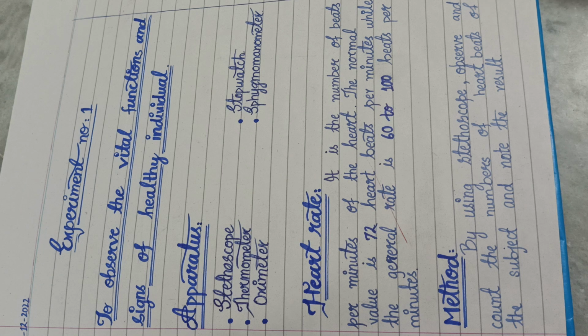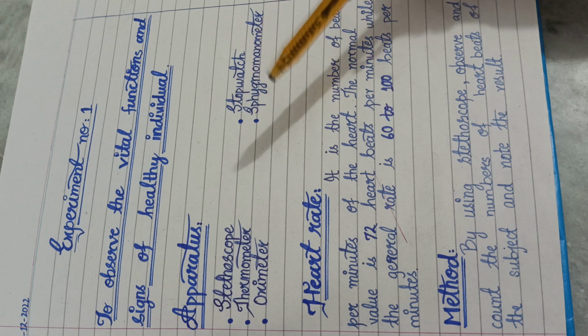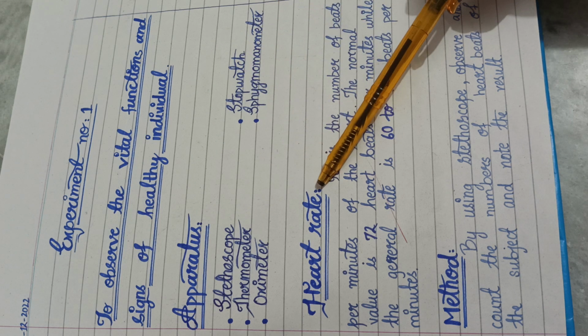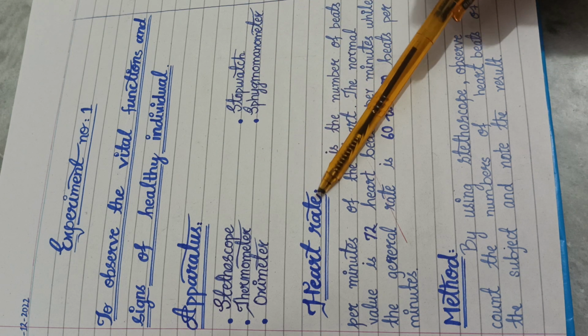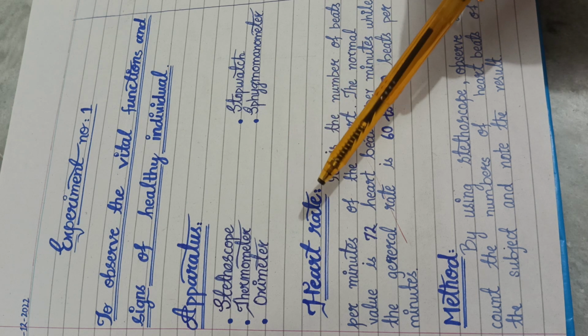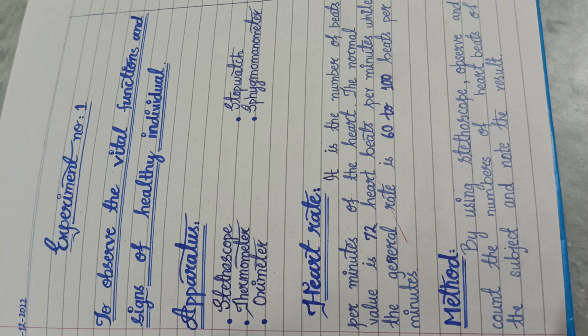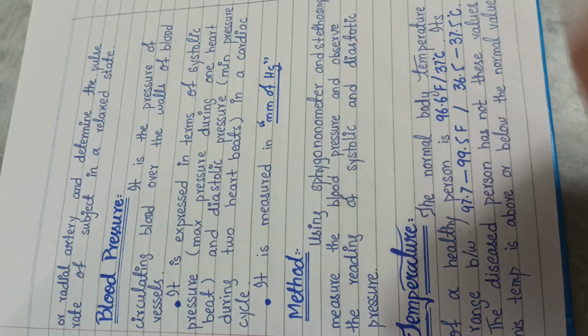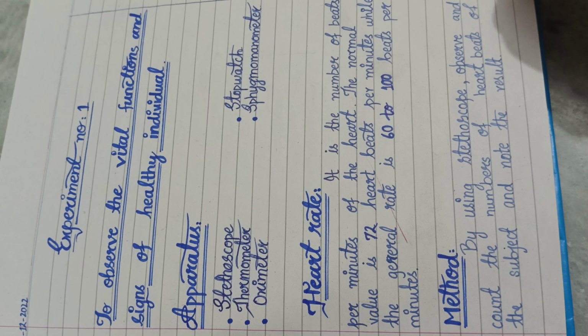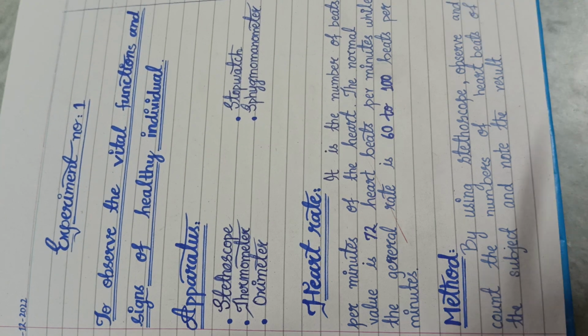First of all, the vital functions are of 6 types. First is your heart rate, your breathing rate, your oxygen saturation, your temperature, your pulse rate, and your blood pressure. Now let's discuss the heart rate first.